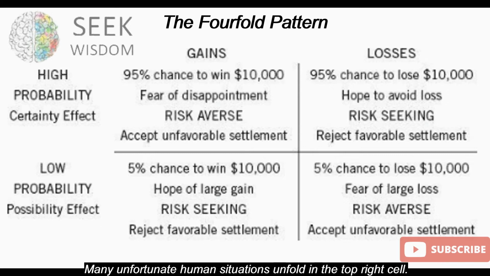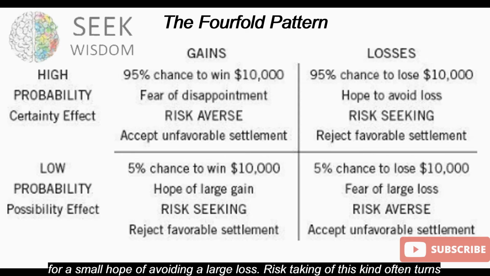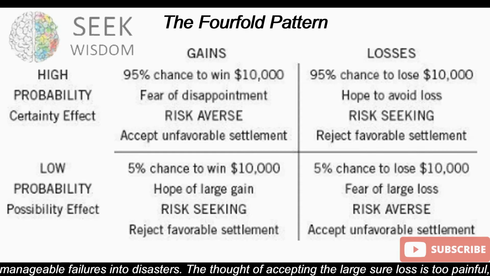Many unfortunate human situations unfold in the top right cell. This is where people who face very bad options take desperate gambles, accepting a high probability of making things worse in exchange for a small hope of avoiding a large loss. Risk-taking of this kind often turns manageable failures into disasters.